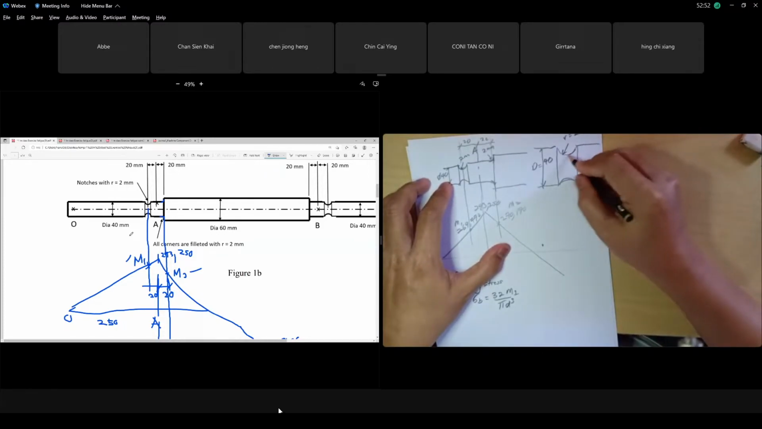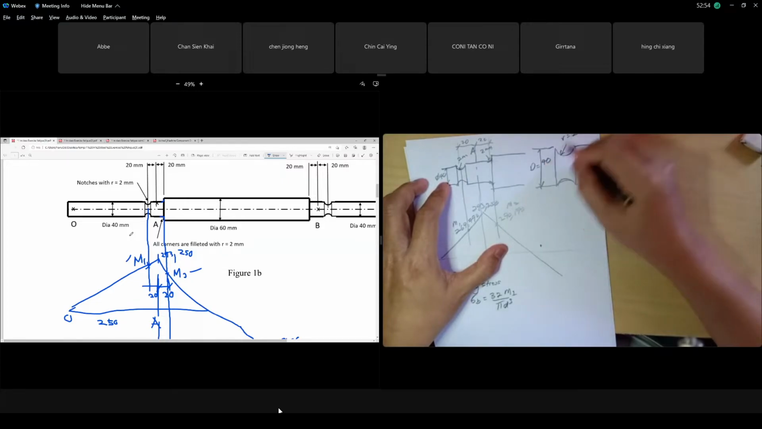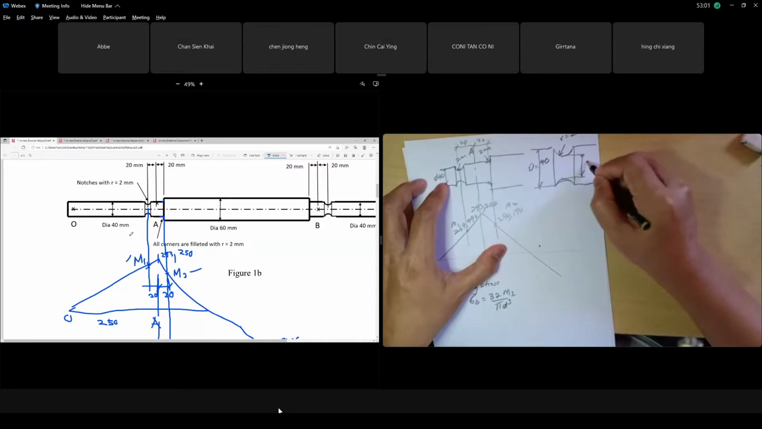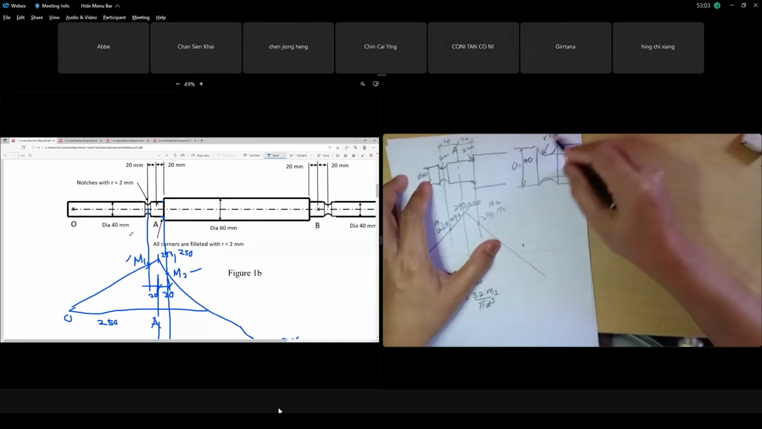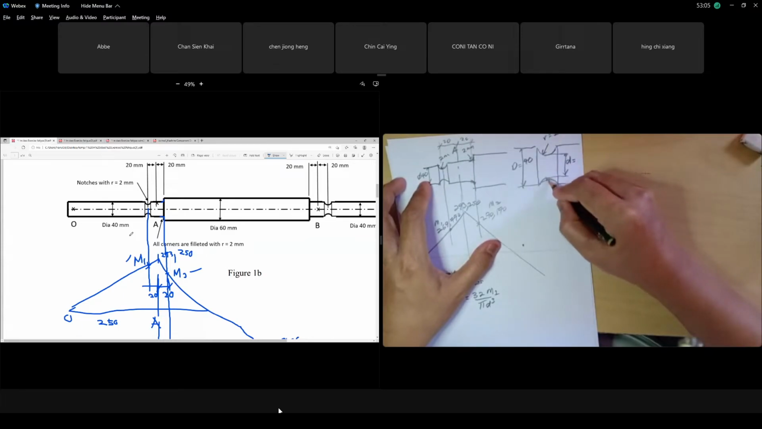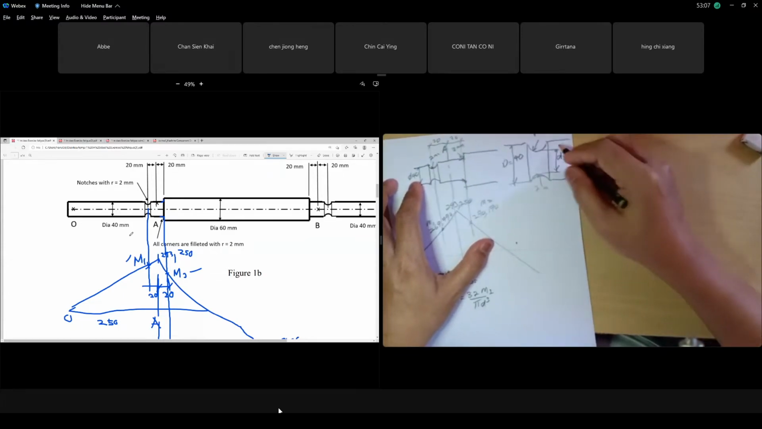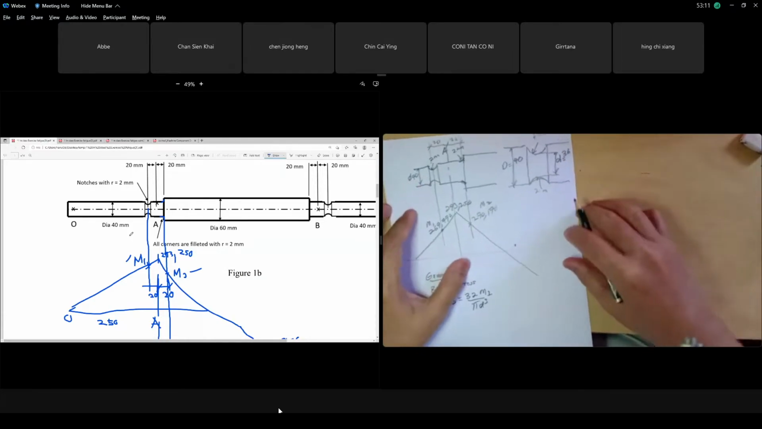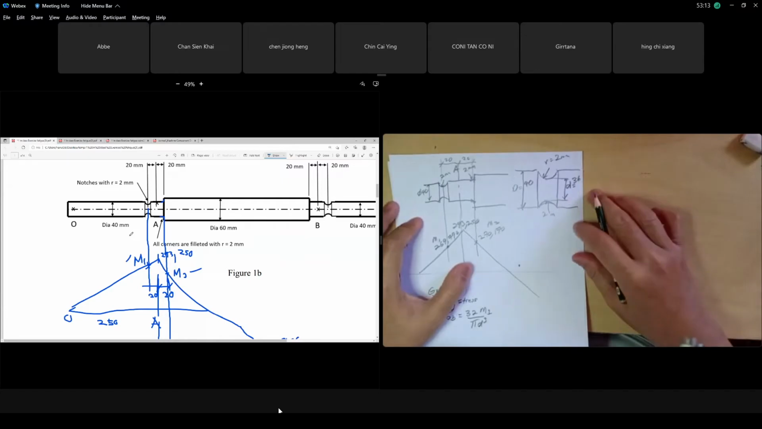But the smaller d, be careful. Smaller d is 40, deduct both radii. Because this will become your small d. Your d is the smaller d. Smaller d is 40 minus, because we have two radii, this one is 2 millimeter, so smaller d is 40 minus 4 is 36 millimeter. Clear or not? That is your smaller d.